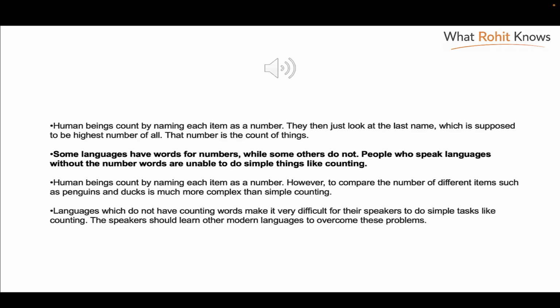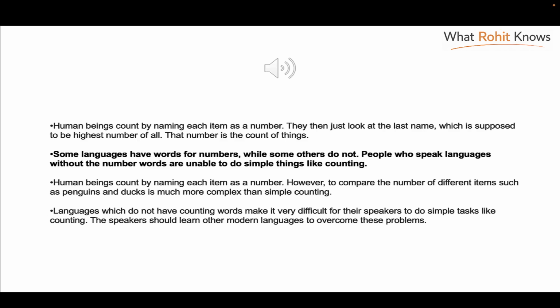But let's go ahead and look at the second option. Some languages have words for numbers while some others do not. People who speak languages without the number words are unable to do simple things like counting. Now, this is also correct. And in a way, this was the thing. This was the focus of the audio. So when she was speaking, this is the main thing she wanted to explain, that some languages do not have words for numbers. And the previous one, that human beings count by naming each, that was just an example she gave to make her point.